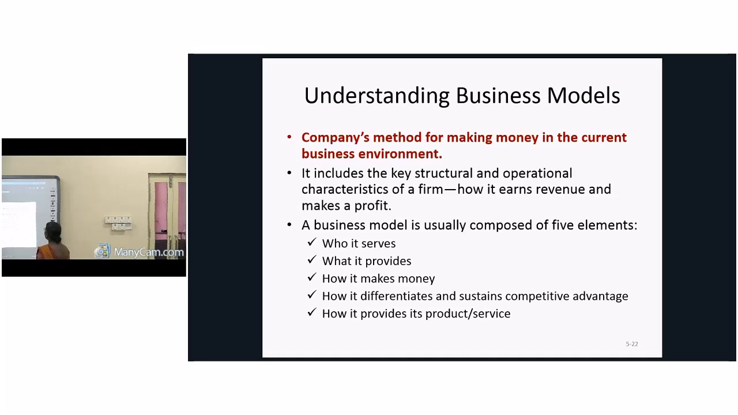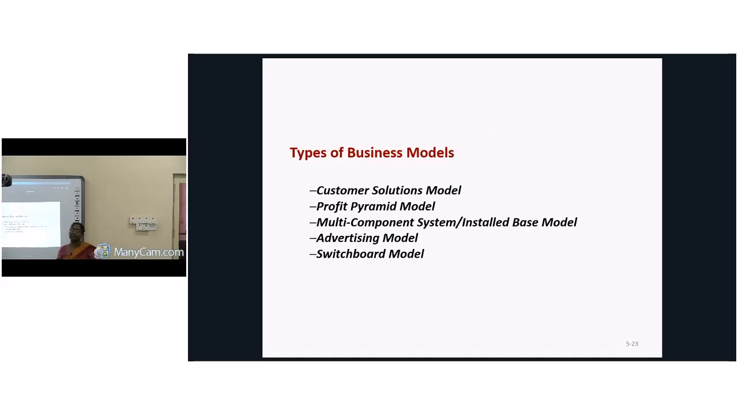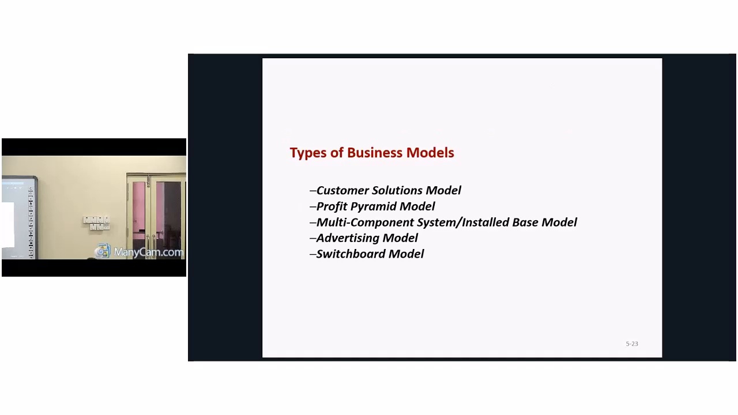There are different types of business models in the industry, in the environment. Customer solution models, profit pyramid models. So, these are technical terms for different types of business models. Multi-component systems, advertising model, switchboard model. So, different types of making money.